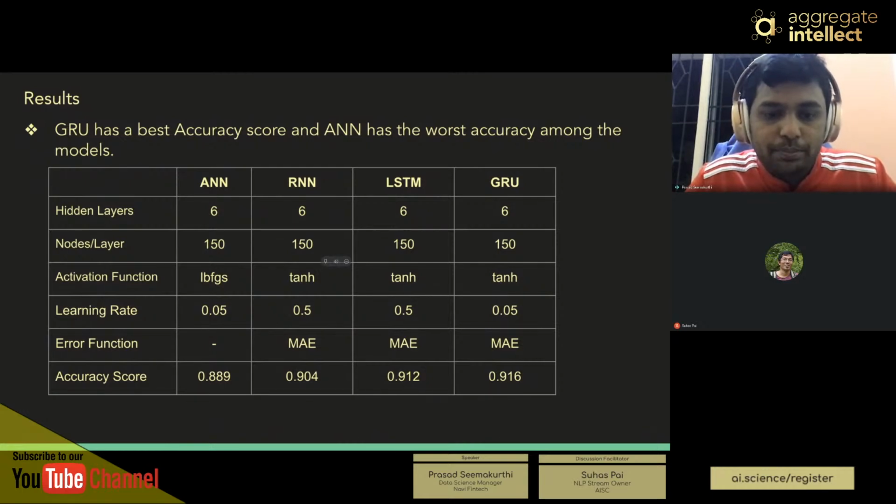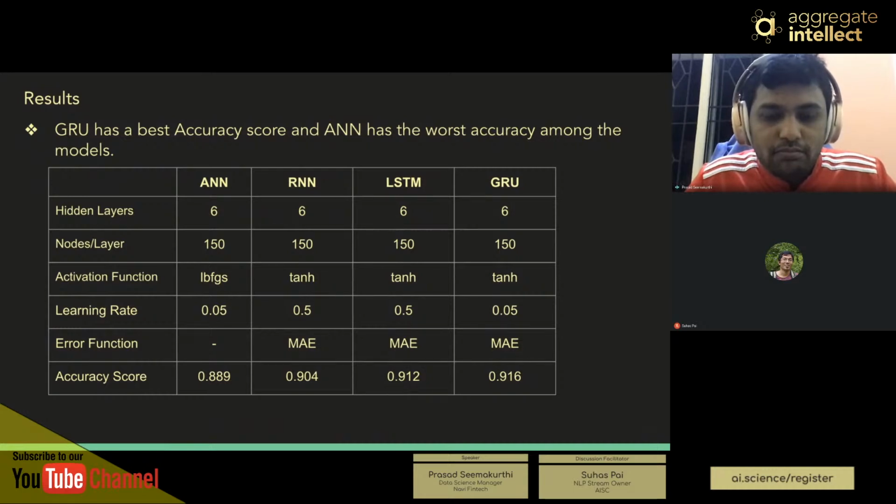For ANN, the better learning rate turned out to be 0.05. For ANN and GRU, gated recurrent units, at 0.05. For the rest of the deep learning algorithms at 0.5, and they've used mean absolute error as an error function to evaluate the final outcomes.